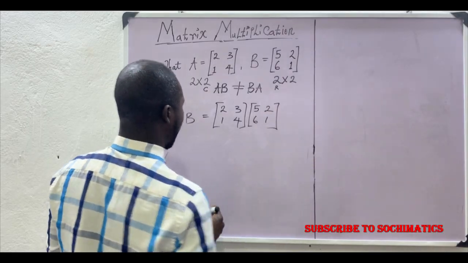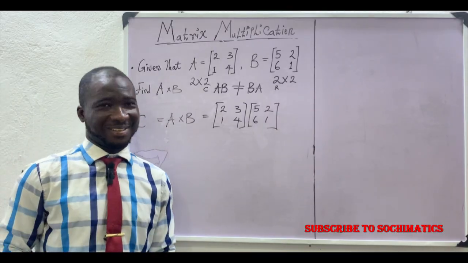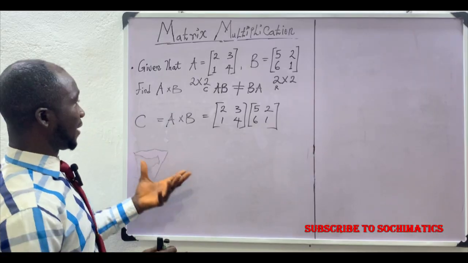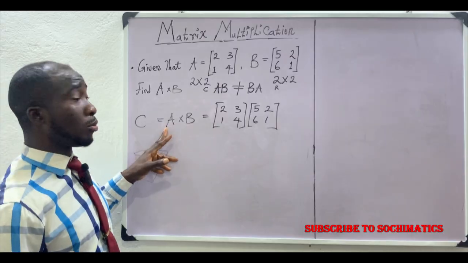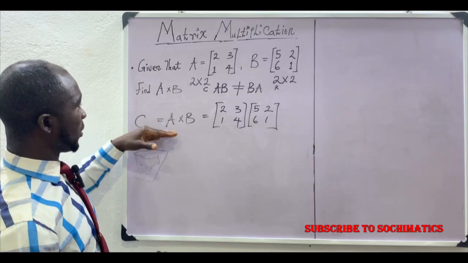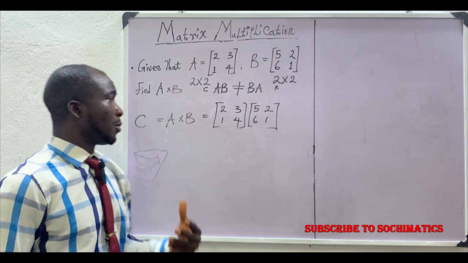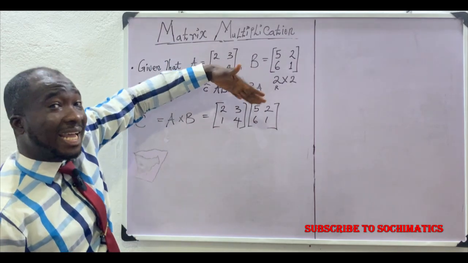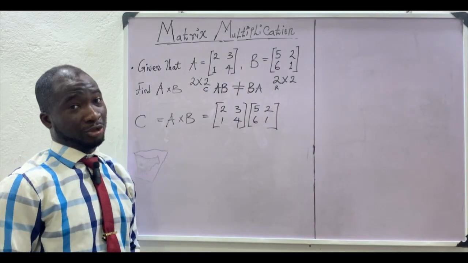How do we go further to perform this basic operation? It's very simple. Very, very simple. First, we are going to pick the rows in A and use them to multiply the columns in B. That is, we pick the rows in A, pick the columns in B, multiply the corresponding entries from the rows and columns we have picked, and then add up their results.